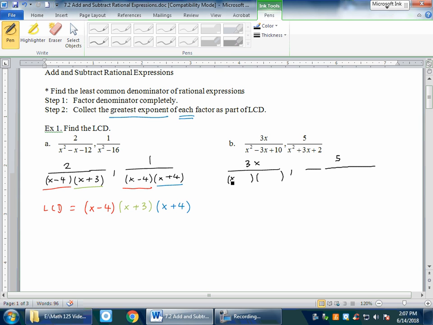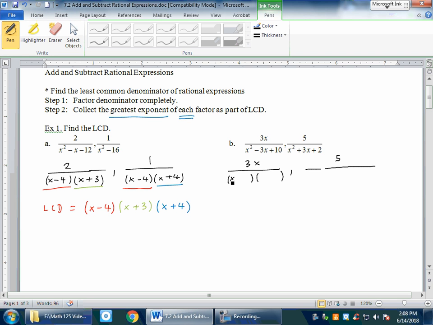This one is not factorable because, as you can see, negative 3x plus 10, both of them is negative factor. I will never get the factors of 10 that multiply to give you 10 and then add up to give you 3. You will never get that one.